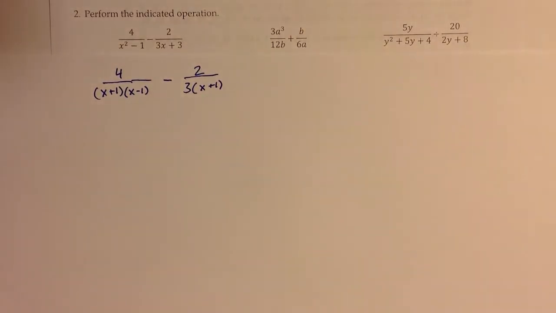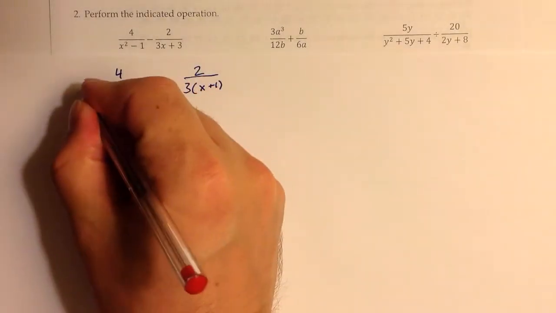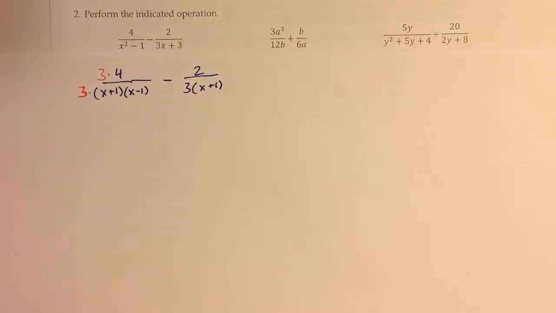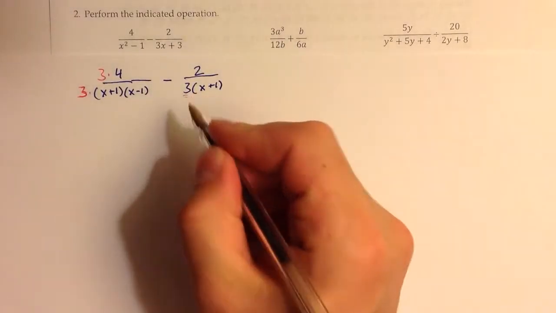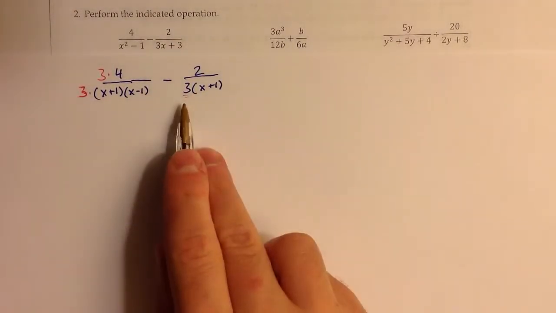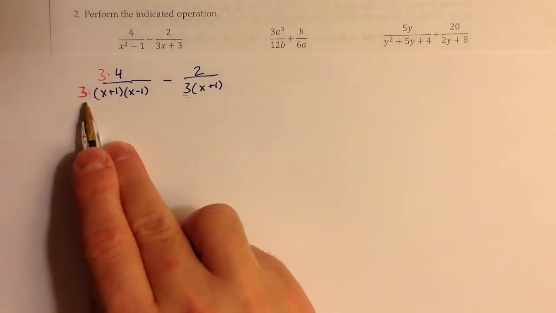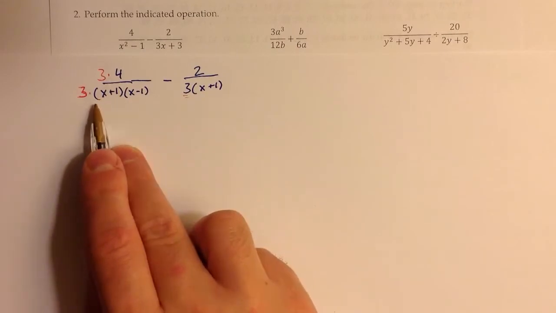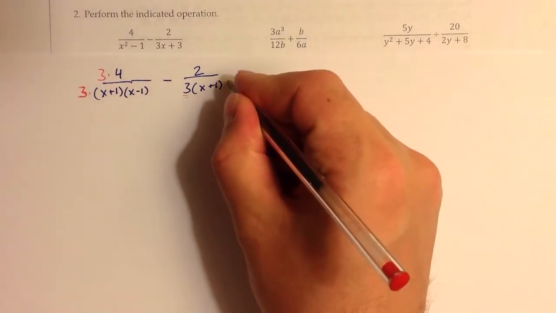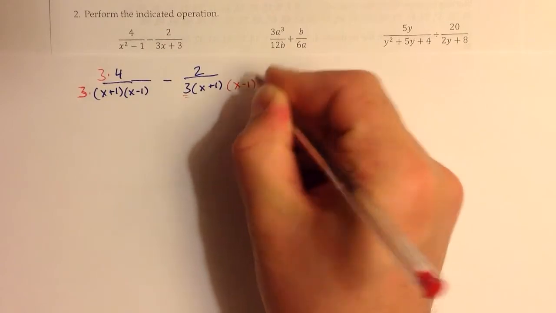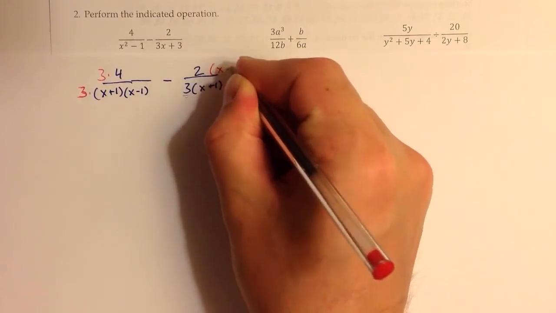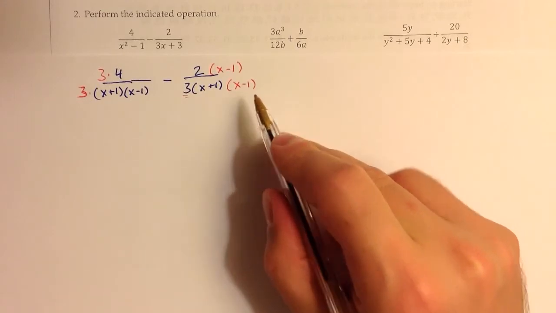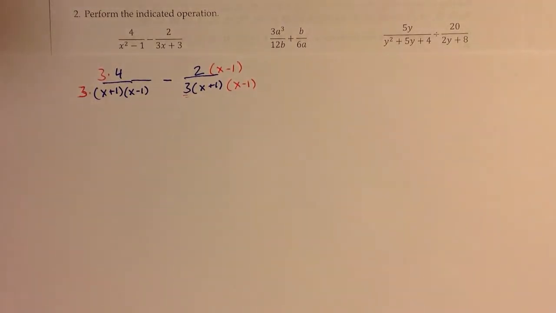That tells me that I need to multiply the first rational expression by 3. I can include 3 as a factor since that's included in the other denominator. I can include 3 as a factor in the denominator of the first rational expression by multiplying the top and the bottom by 3. In a similar way, I can include x minus 1 as a factor in the second rational expression if I multiply the top and the bottom by x minus 1.